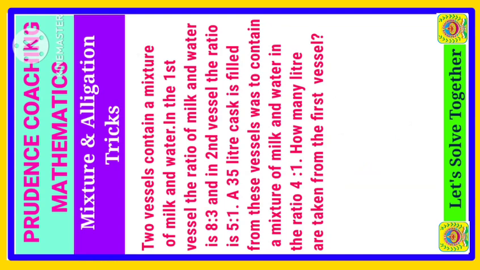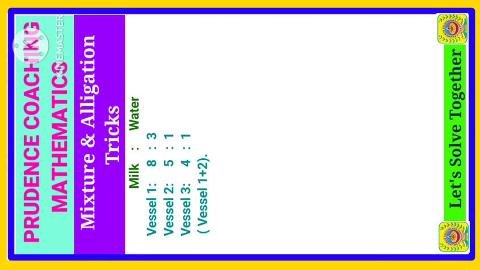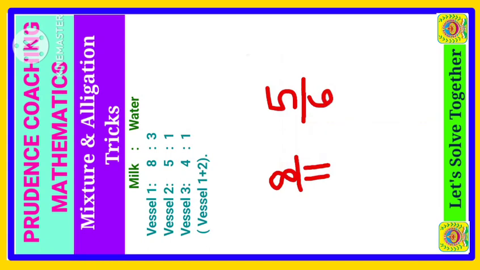So let's solve. We will consider either milk or water. Here we are considering milk out of the total quantity. In the first vessel, the quantity of milk will be 8 out of 8 plus 3, 11, because water plus milk is 8 plus 3, 11. So out of 11, 8 is milk in the first vessel. Similarly, in the second vessel, 5 out of 6. Why 5 out of 6? Because milk is 5 and total milk plus water is 5 plus 1, 6. So this is the condition of the second vessel.